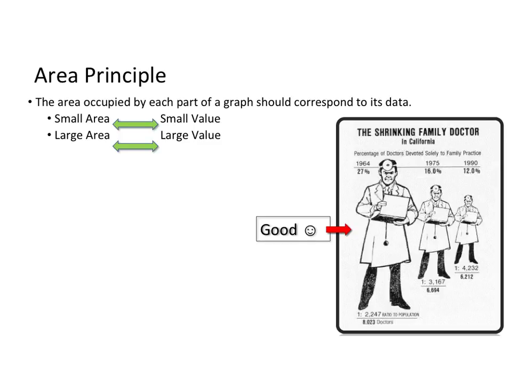We have a title, the shrinking family doctor, the percentage of doctors devoted solely to family practice. So notice that we have ratios at the bottom. And it says we have ratio to population and then the number of doctors. And as we can see, the number of patients per doctor is increasing. And then also note the 27% is significantly larger than the 16 than the 12. So this one we would say is okay.